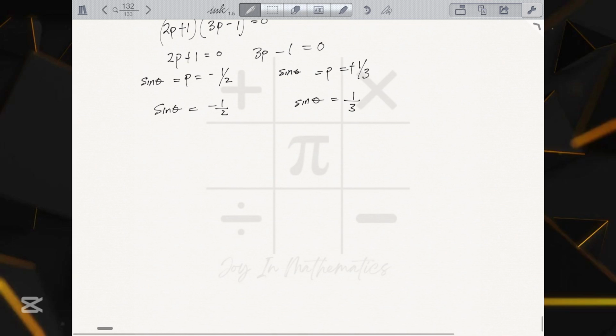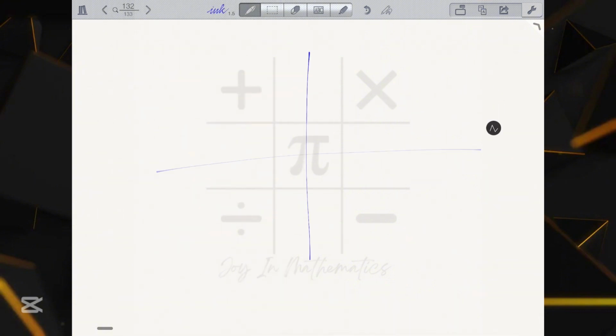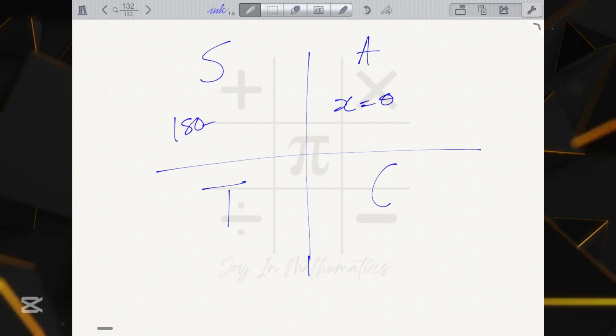Now the question is, where is sine theta negative and where is sine theta positive? We go back to our expression on quadrants. In the first quadrant all are positive, in the second quadrant only sine, in the third quadrant only tangent, and in the fourth quadrant only cosine. So here we have x equals theta, here 180 minus theta, here theta plus 180 degrees, and here 360 minus theta.